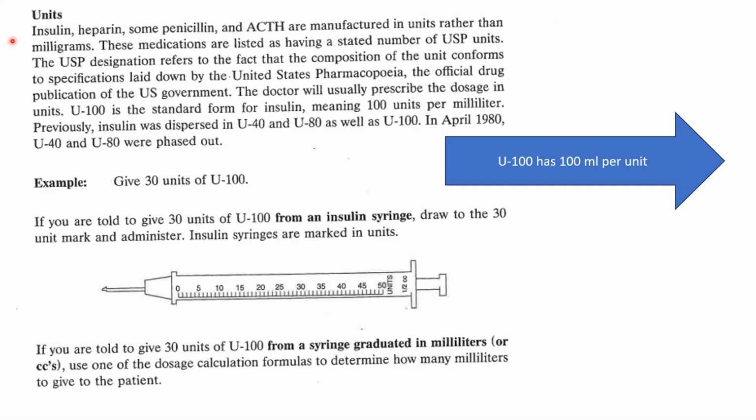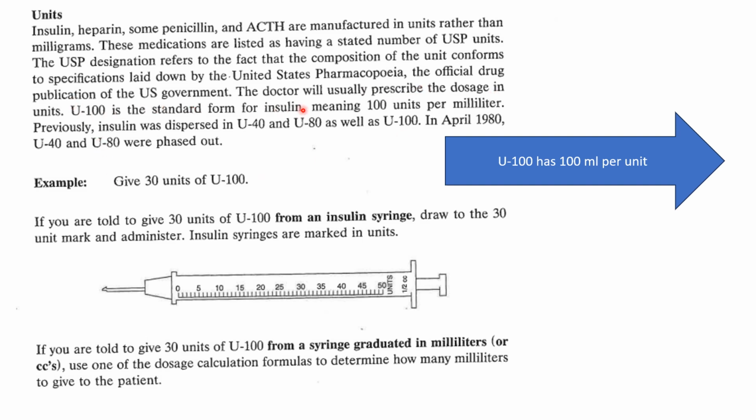Now, sometimes units for insulin, heparin, and some penicillin, and this is a hormone, are manufactured in units rather than milligrams. These medications are listed as having a stated number of USP units. This designation refers to the fact that the composition of the unit conforms to specifications laid down by the United States Pharmacopoeia, which is the official drug publication of the United States government.